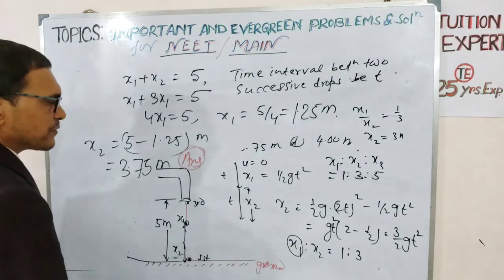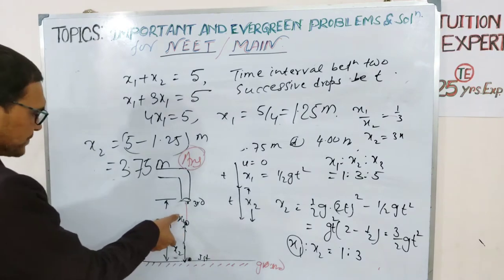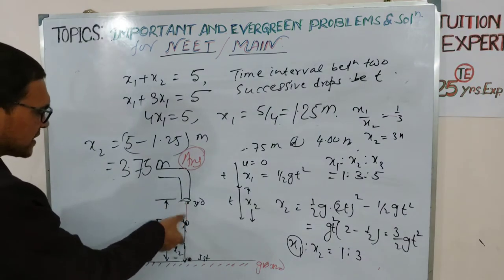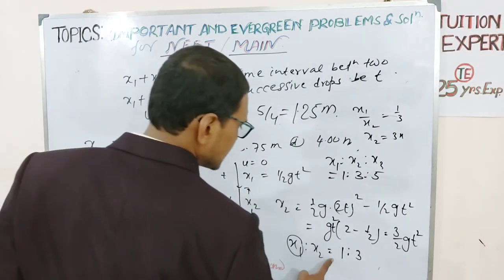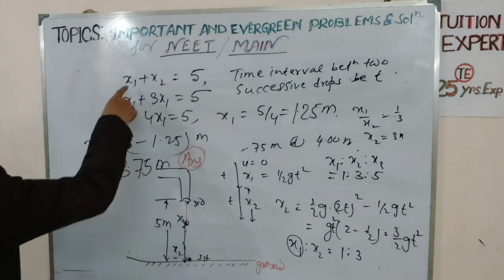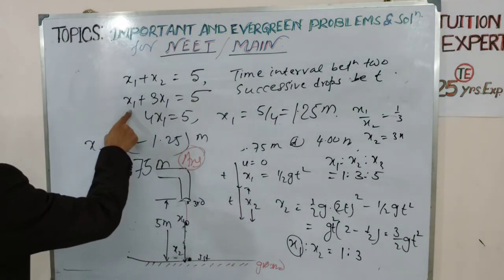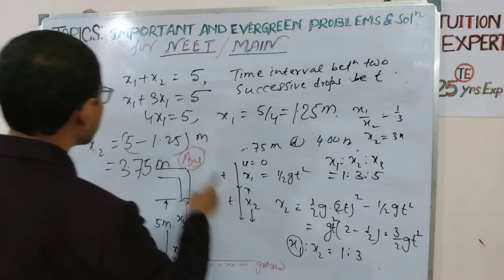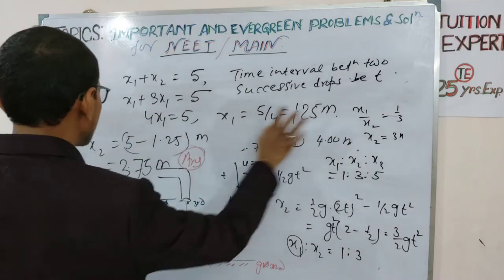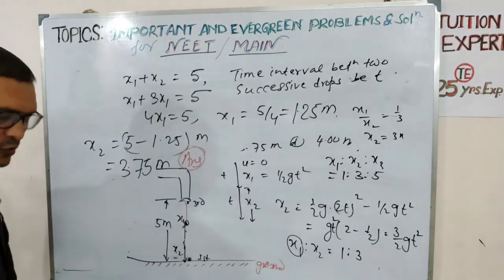So now that we know the distance traveled by a free fall body after every t seconds is in the ratio 1:3, we get x1 plus x2 equal to 5. So x2 equal to 3x1, and from this we get x1 equal to this. Now x2 will be 5 minus 1.25.